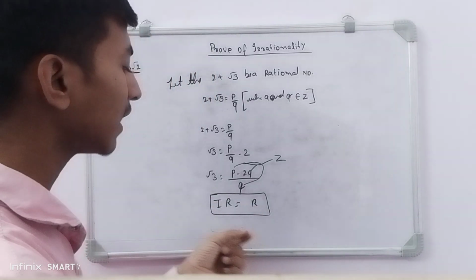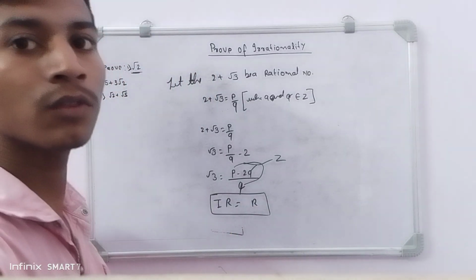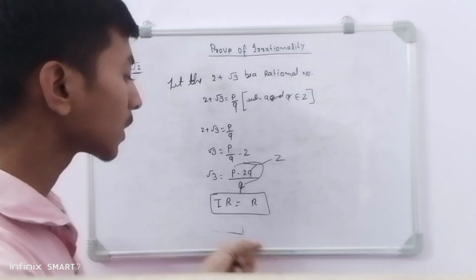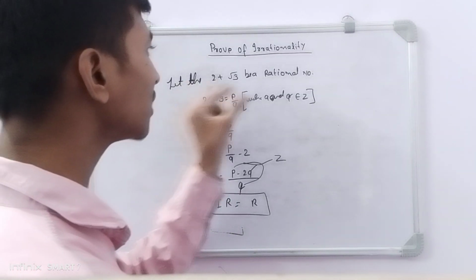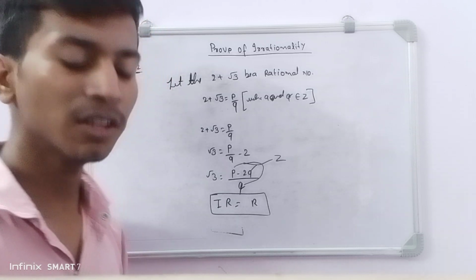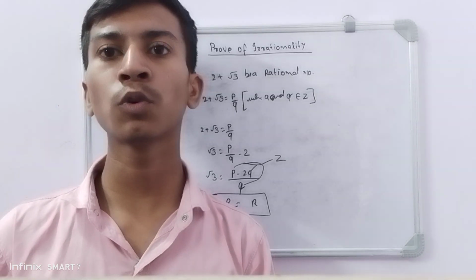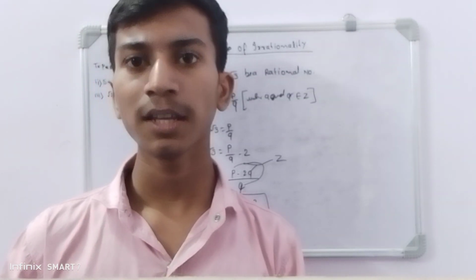So you will say that as an irrational number cannot be equal to a rational number, this happens due to our wrong assumption. This is why 2 plus root 3 is an irrational number. So I think you understand how to prove an irrational number in the second step.